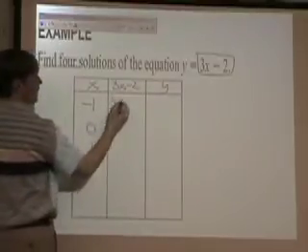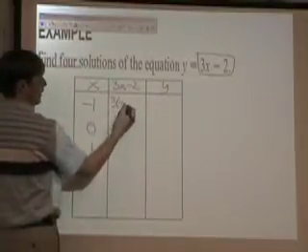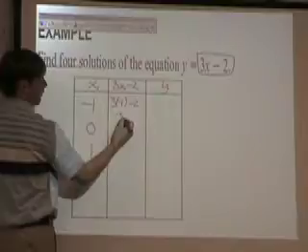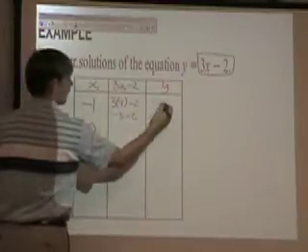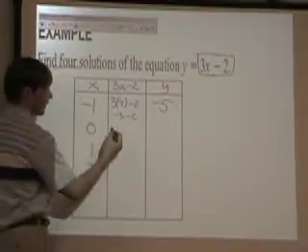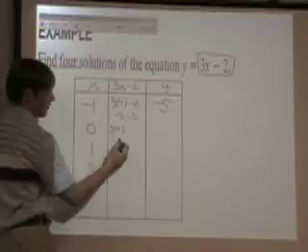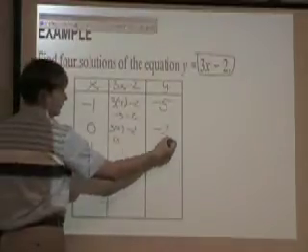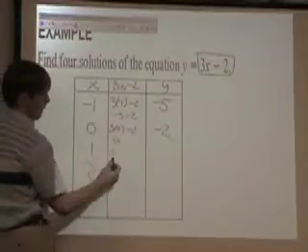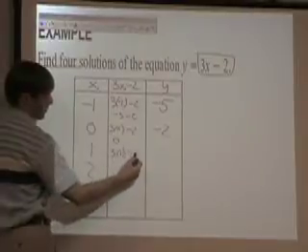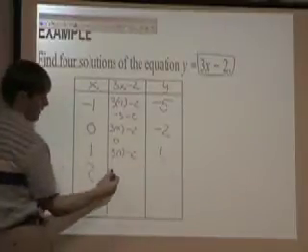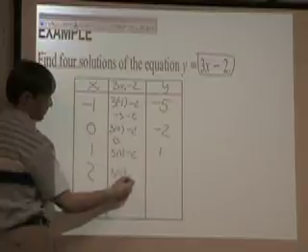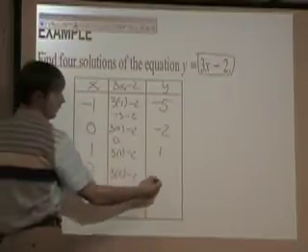So we've got 3 times negative 1 minus 2. That's negative 3 minus 2, which is negative 5. Here we've got 3 times 0, which is 0, minus 2 is negative 2. Here we've got 3 times 1, which is 3, minus 2 is 1. And here we got 3 times 2, which is 6, minus 2 is 4.